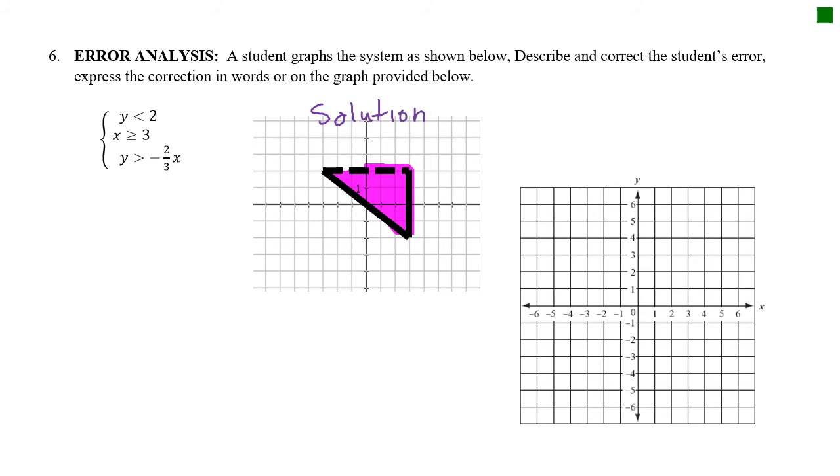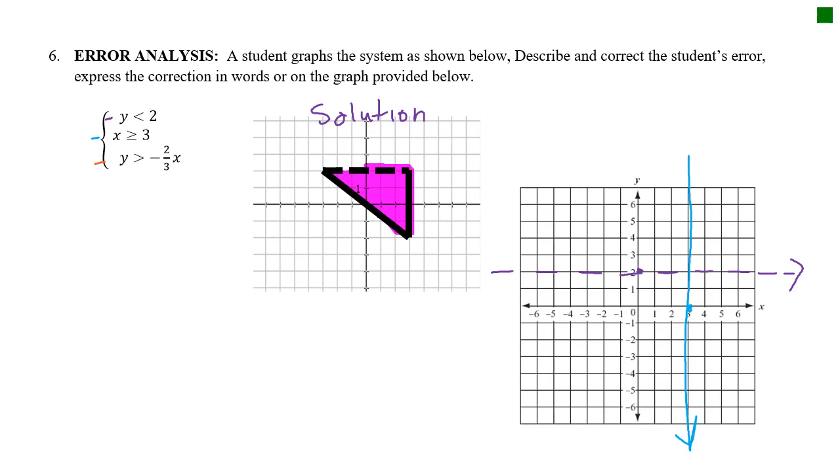The first thing is that you need to do the same thing that you did on the other problems. We have to make our lines. Let's do the first one. It starts at y of 2, so y of 2 is right here, and it's going to be dashed. So that's my dashed line. The next one, we have x of 3. It's going through the axis at positive 3 right here, and it's going to be solid. So there's my line.